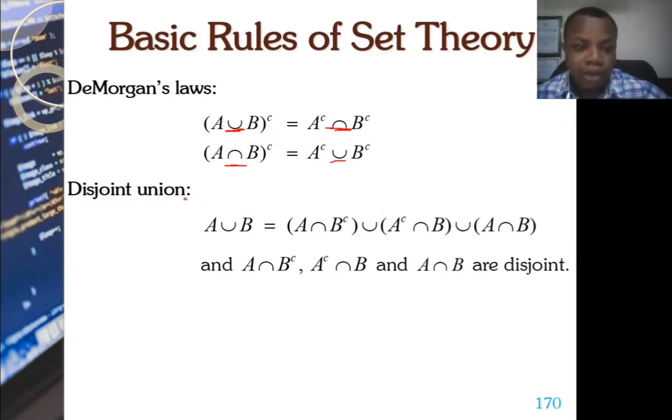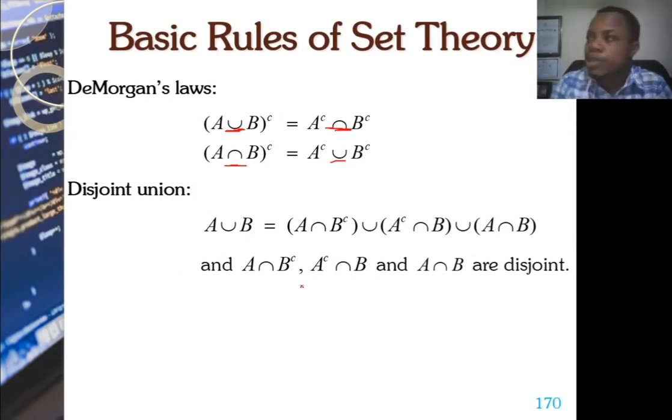Now we could also talk about a disjoint union. This disjoint union is another extended form of the union between two events. So anytime we have two events, their union will be the same as A intersection B complement, union A complement intersection B, then union A intersection B. All these are disjoint sets at the end of the day.